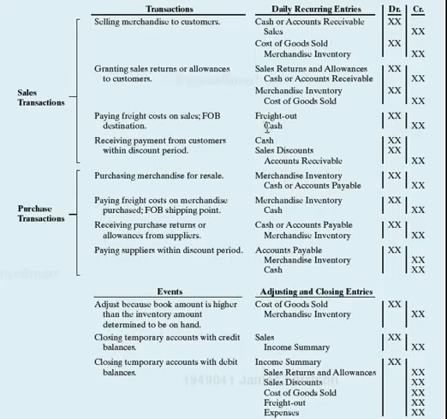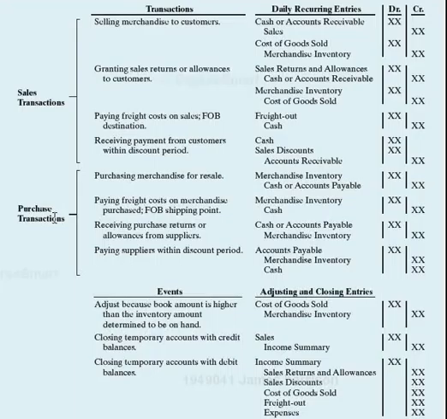We're reducing that asset. Receiving payment from customers within the cash discount period: we're going to debit cash because we're receiving cash. We're going to debit a contra account called sales discounts, and we're going to credit accounts receivable since we're reducing that asset. They no longer owe that to us anymore.